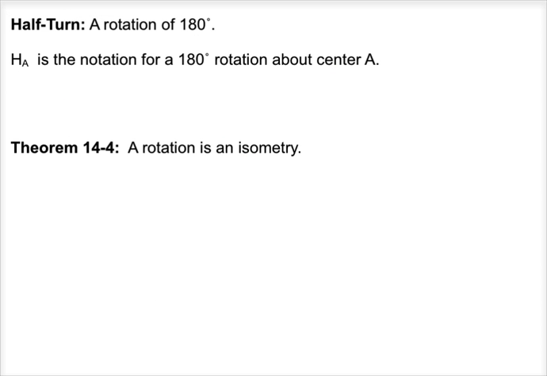A half turn is just a rotation of 180 degrees, which you can think of as turning halfway through the circle. The notation for that, H_A, is the notation for a 180-degree rotation about center A. And theorem 14.4: a rotation is an isometry. So if you have a figure and you just rotate it, it's going to be congruent to itself.